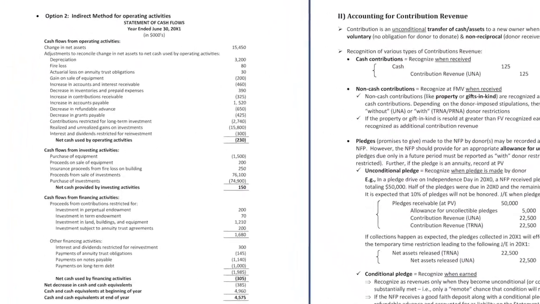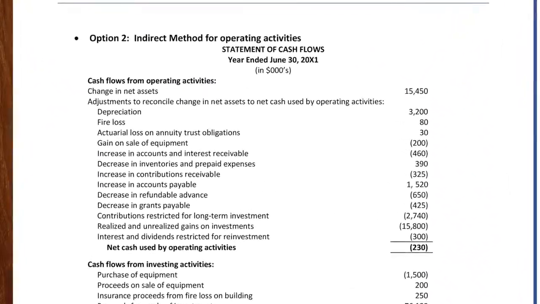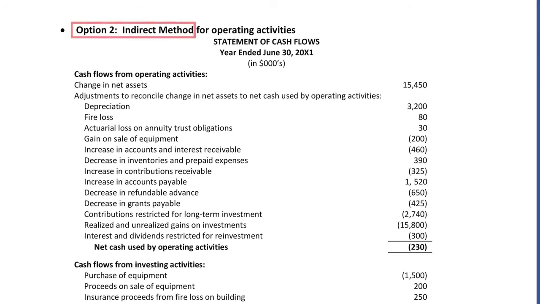Turn to page 52. We will look at the second option, put a box around the indirect method for operating activities. So here, the statement of cash flows, the cash flow from operating activities starts from highlight change in net assets. And we've got a number here, highlight $15,450. So that's a change in net assets during the period. And let's reconcile this with statement of activities on page F6-48.